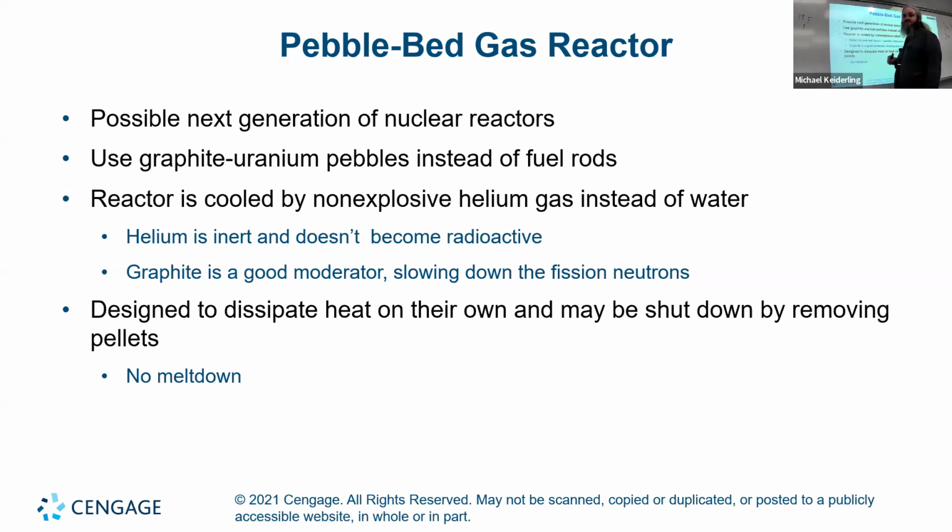Pebble bed gas reactors are a possible next generation for nuclear reactors. They use graphite uranium pebbles instead of fuel rods. And the reactor is cooled by non-explosive helium gas instead of water. Helium is inert, it doesn't become radioactive, and graphite is a good moderator for slowing down the fission neutrons. They're designed to dissipate heat on their own and can be shut down by removing the pellets. Basically, pebble bed gas reactors are designed such that they can't melt down.